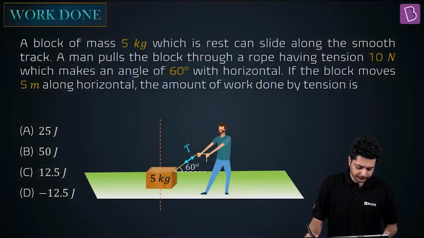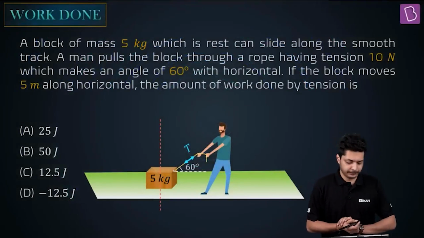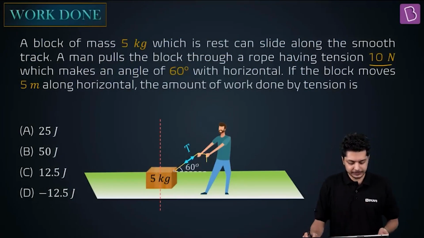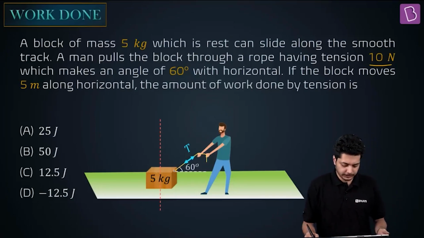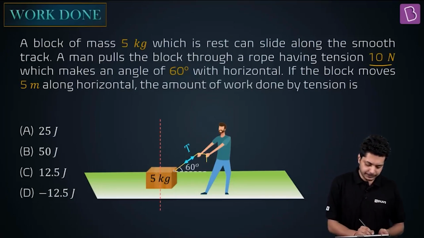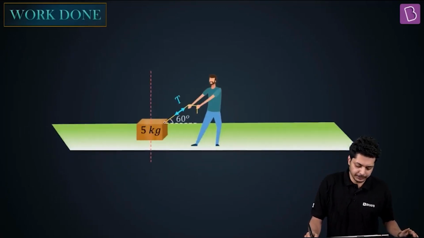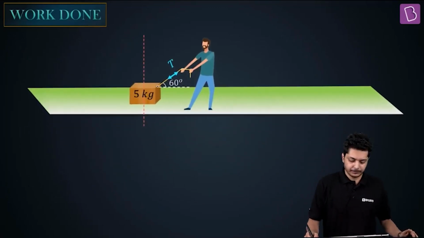A block of mass 5 kg which is at rest can slide along this smooth track. A man pulls the block through a rope having a tension of 10 Newton, which makes an angle of 60 degree with the horizontal. If the block moves 5 meter along the horizontal, the amount of work done by the tension is given in the problem is this situation.